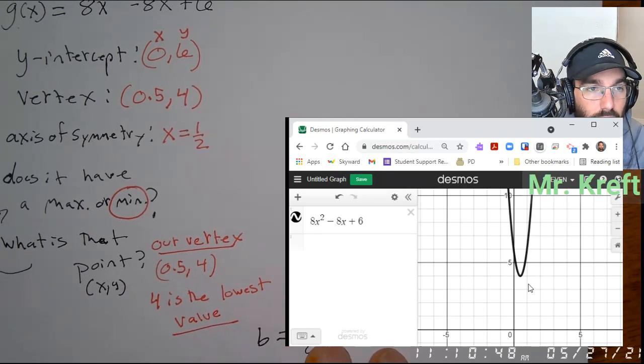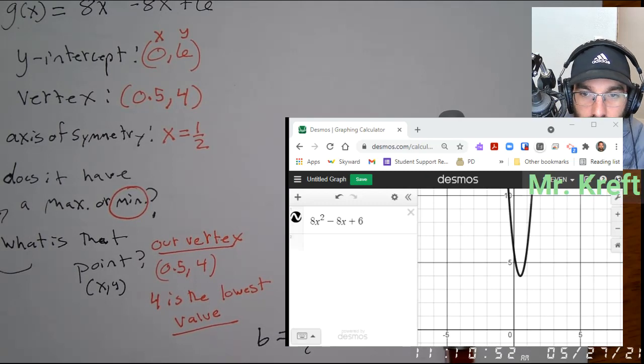Right, a little bonus stuff there. So that means 4 is your lowest value, right? Whatever this function is representing, 4 is the lowest it can go. Okay. So are you guys okay with this?